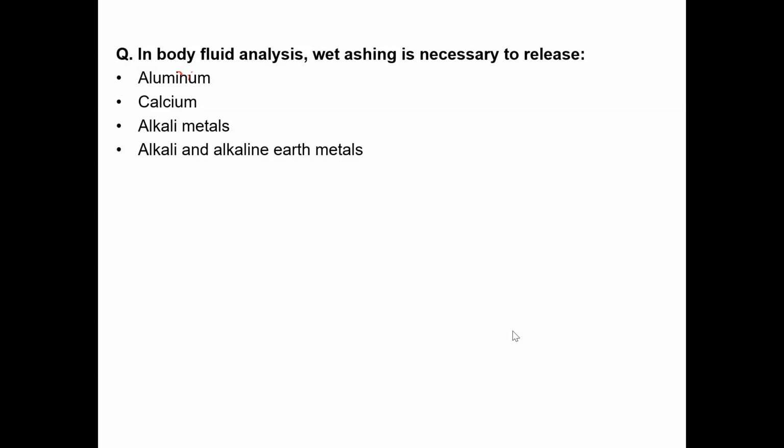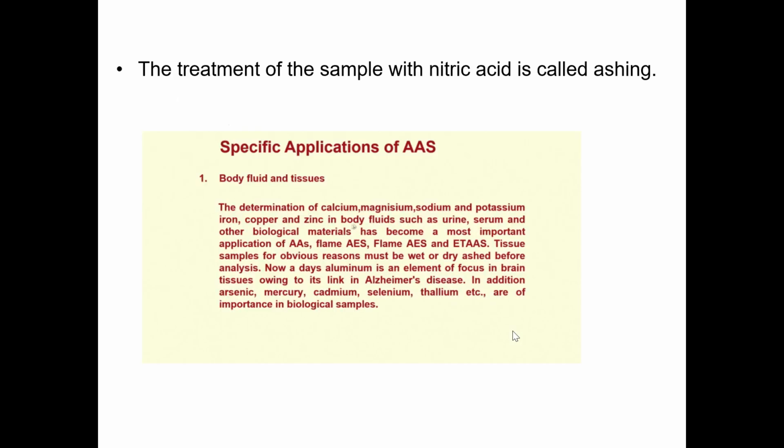If you are unaware of the applications of AAS, how can you think about whether your sample will be analyzed by AAS or not, right? So wet assaying, what is wet assaying? It is basically the procedure to digest the sample in an acidic medium, right? The same thing is mentioned here. The treatment of the sample with nitric acid is called ashing.